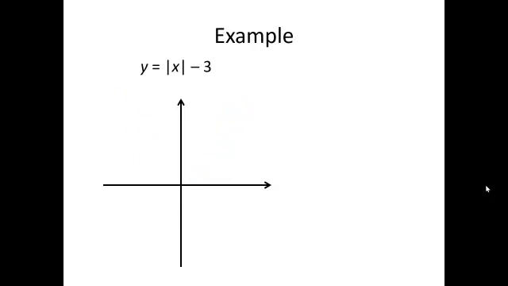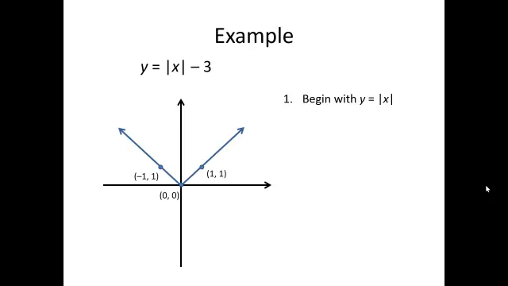Let's do another example. y is equal to the absolute value of x minus 3. In this case, we're subtracting 3 from the absolute value of x. We know that this is a vertical shift down 3 units. Of course, we want to identify our library function first. We're going to begin with y is equal to the absolute value of x.